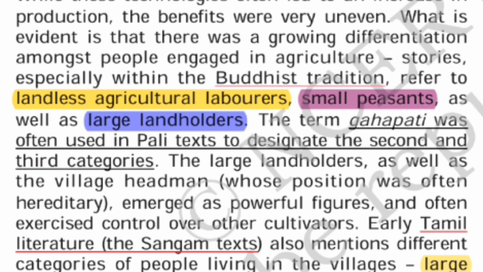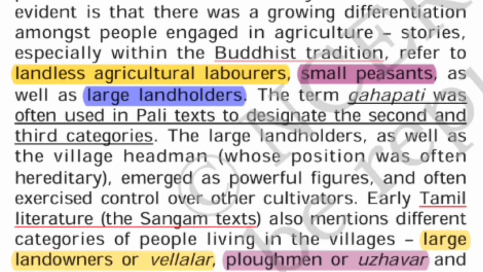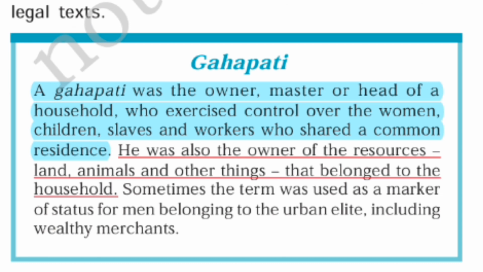We can get traces of this social hierarchy from the stories of Buddhist tradition. In one Buddhist story, three groups were mentioned. One is landless agricultural laborers, the second is small peasants, and the third group is large landholders. And we can find another term, the Gahapati. A Gahapati is the head of the household and he is the official owner of the resources, land, animals and other things of a particular household.